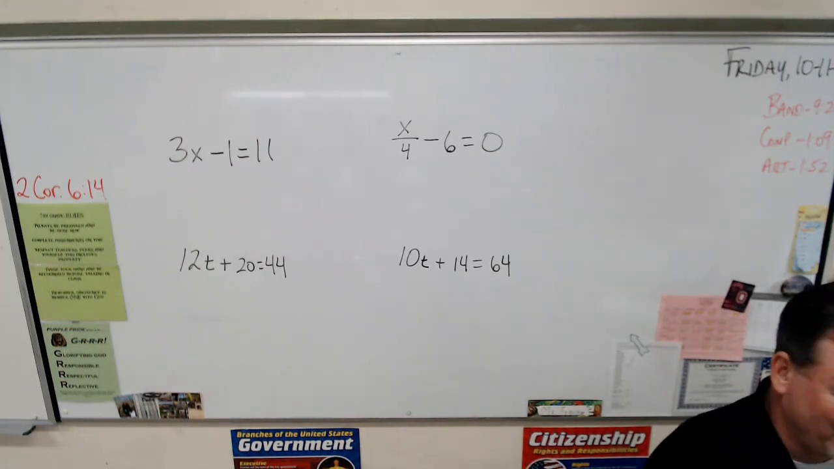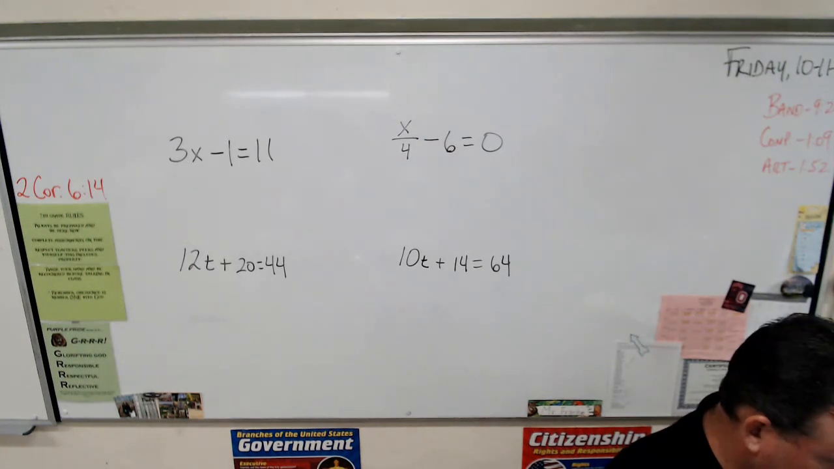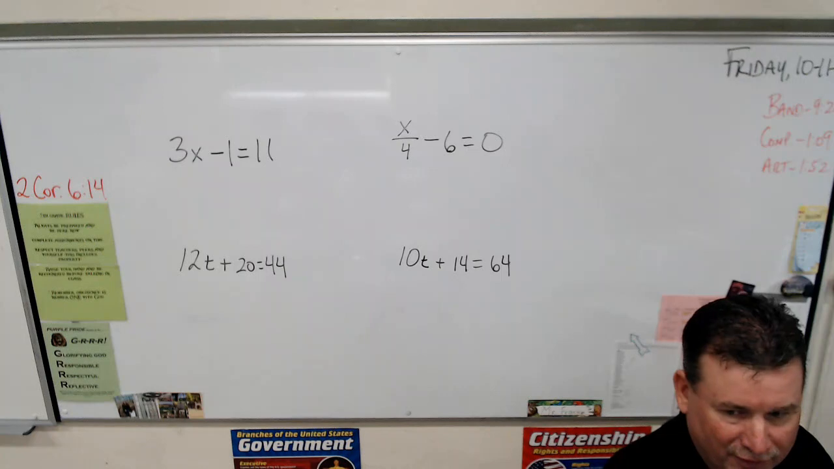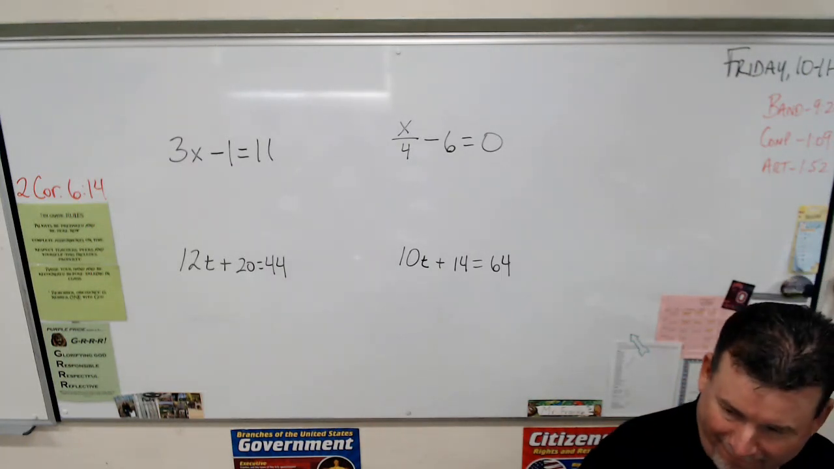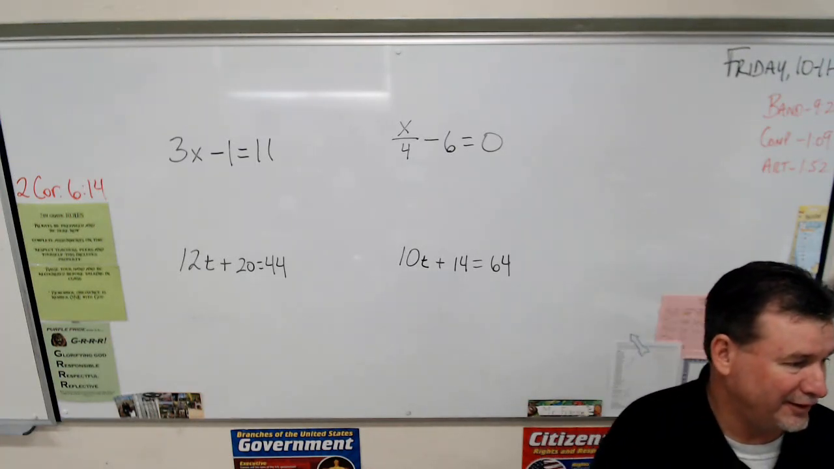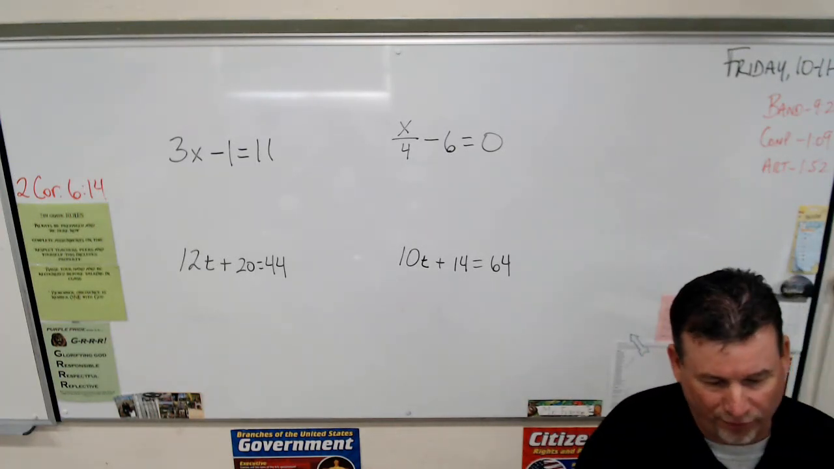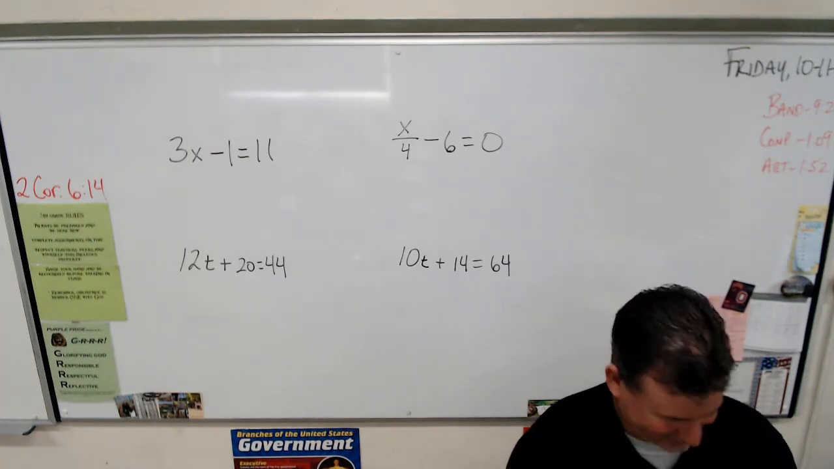Number 14, 3. Amen. 2.5. Finally got it. Or did you write 2.5? 2.5, 2.5. All right. 1/2, or if you wrote 0.5. Amen. Oh, that wasn't as strong.